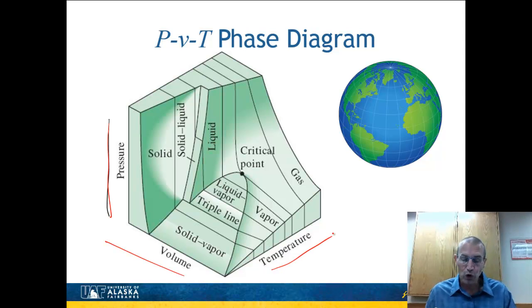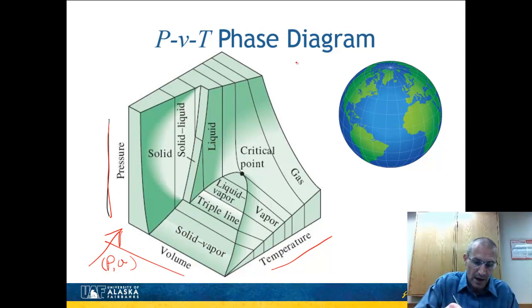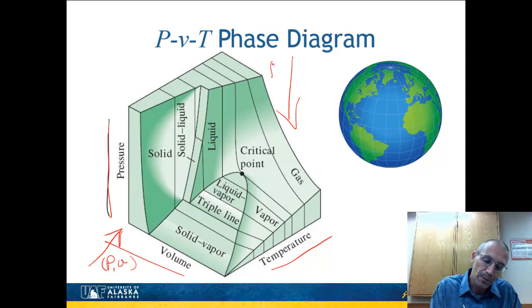Now, if you were to rotate this and look straight on, so for example, if I was to look straight on from there, I wouldn't be seeing the temperature axis. I would be seeing a PV diagram. I would see pressure upwards and volume on the x-axis. If I was to look at this diagram looking straight down, I would have a TV diagram.